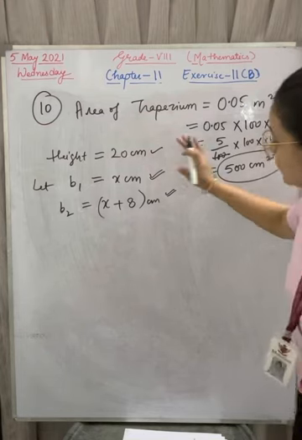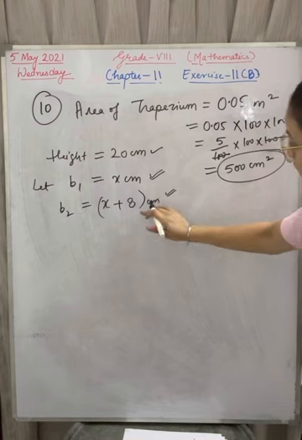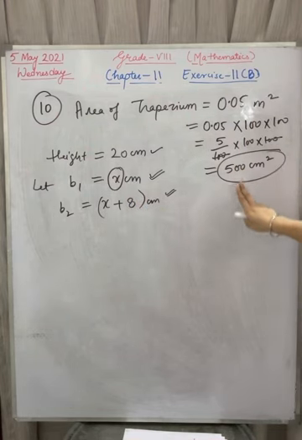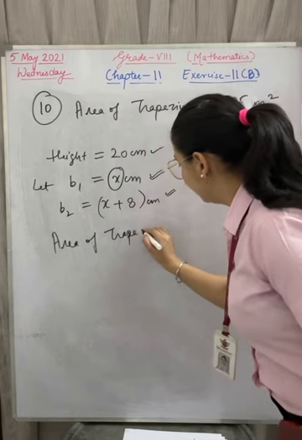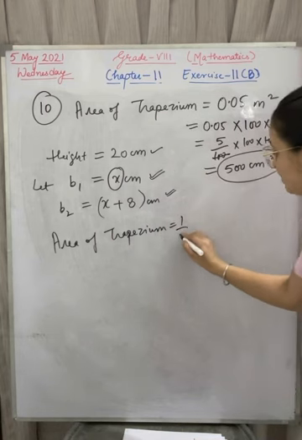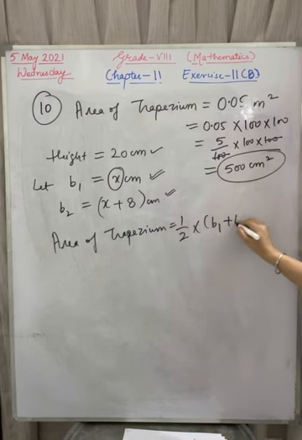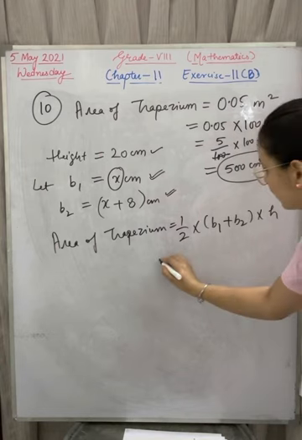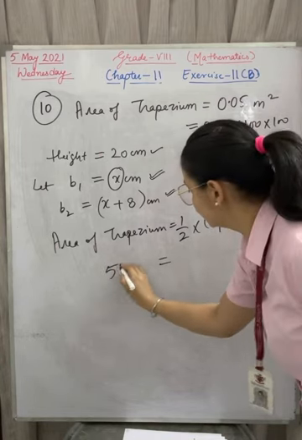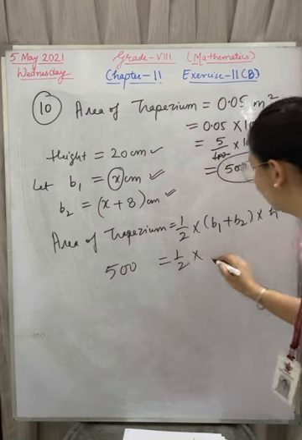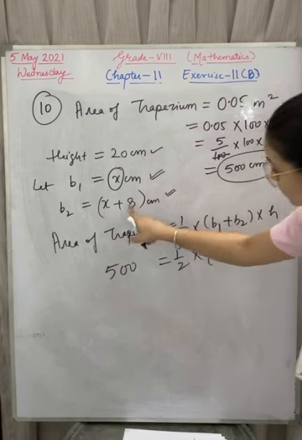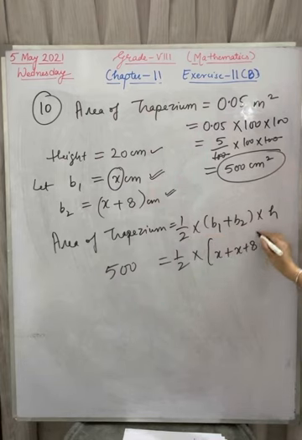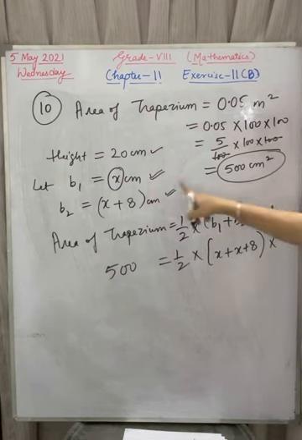So now height is given. B1 and B2 we have written in the form of x, and area we have taken out in centimeter square. Just implement everything in the formula of area of trapezium. Area of trapezium equals 1 by 2 multiplied by B1 plus B2 into height. Area is 500, equals 1 by 2 multiplied by B1, which is x, B2 is x plus 8, multiplied by height, which is 20.